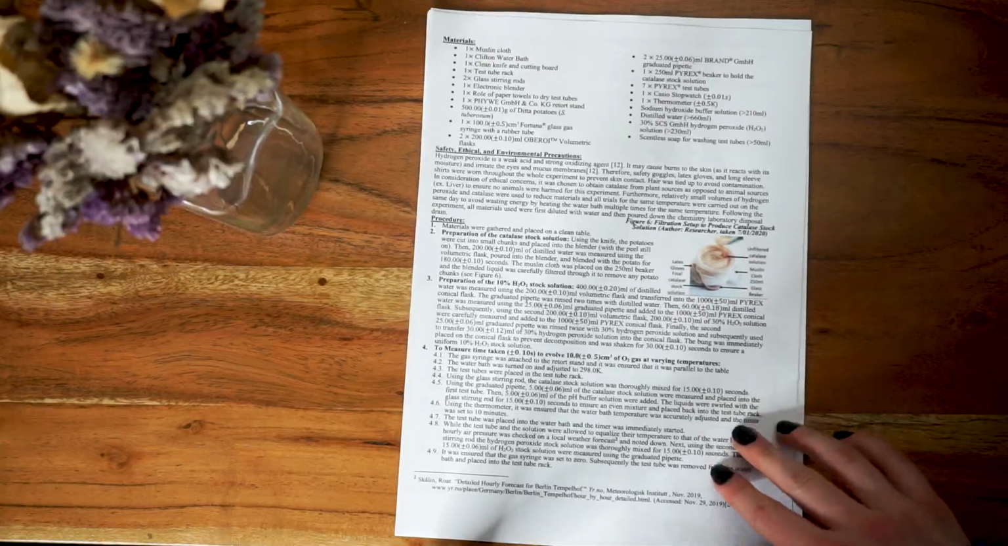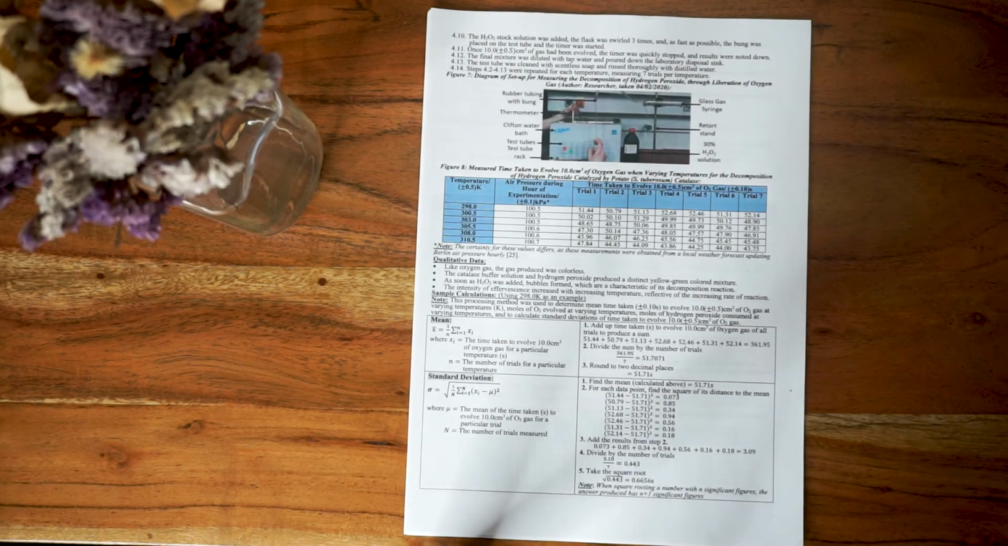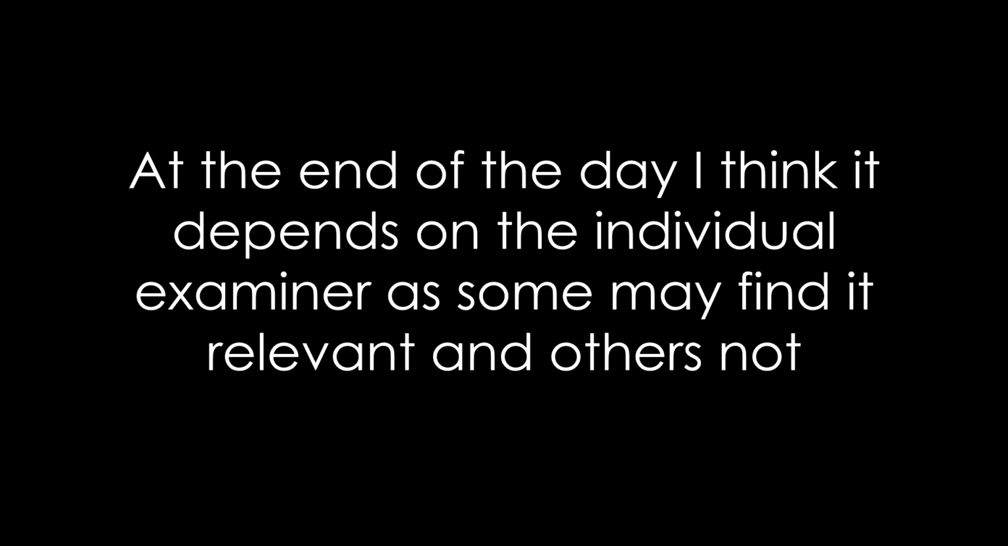Following the method, you need a diagram of the experiment. Most commonly, this will be a diagram of your setup or a diagram of how you measured your dependent variable. I don't want to give too much advice here because from what I have read, there seems to be a bit of controversy surrounding what is relevant and what is not.